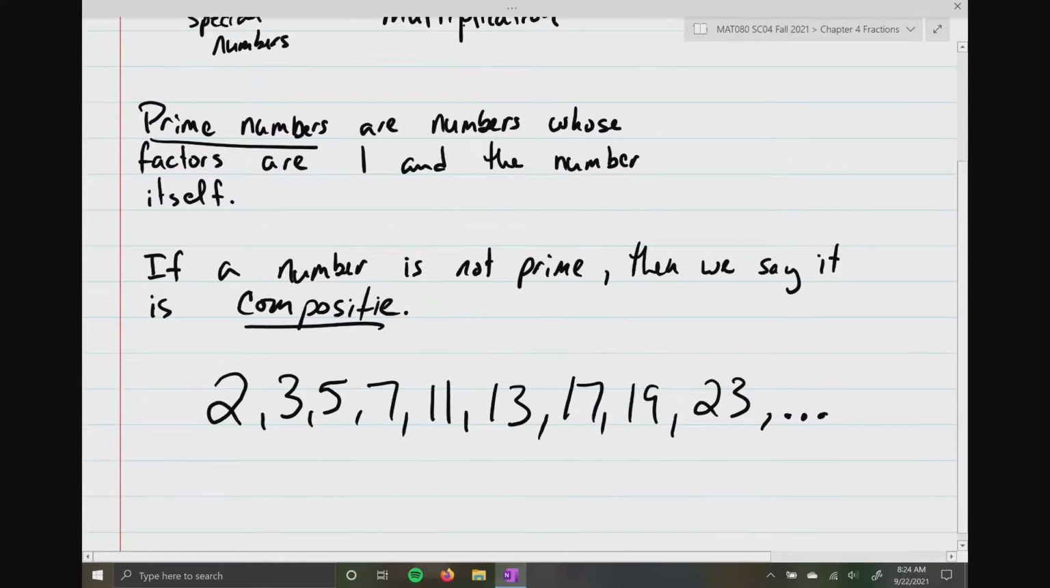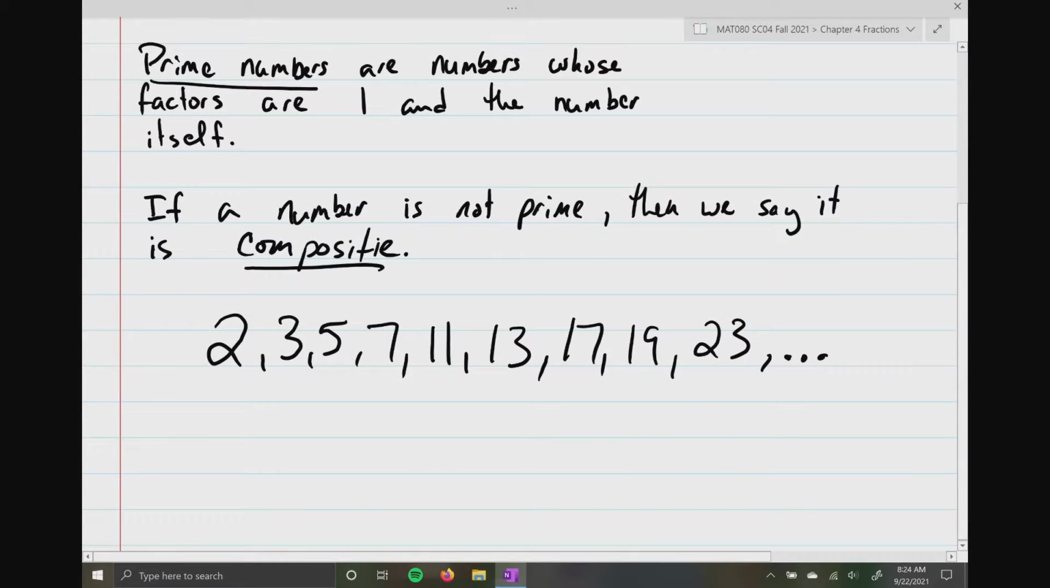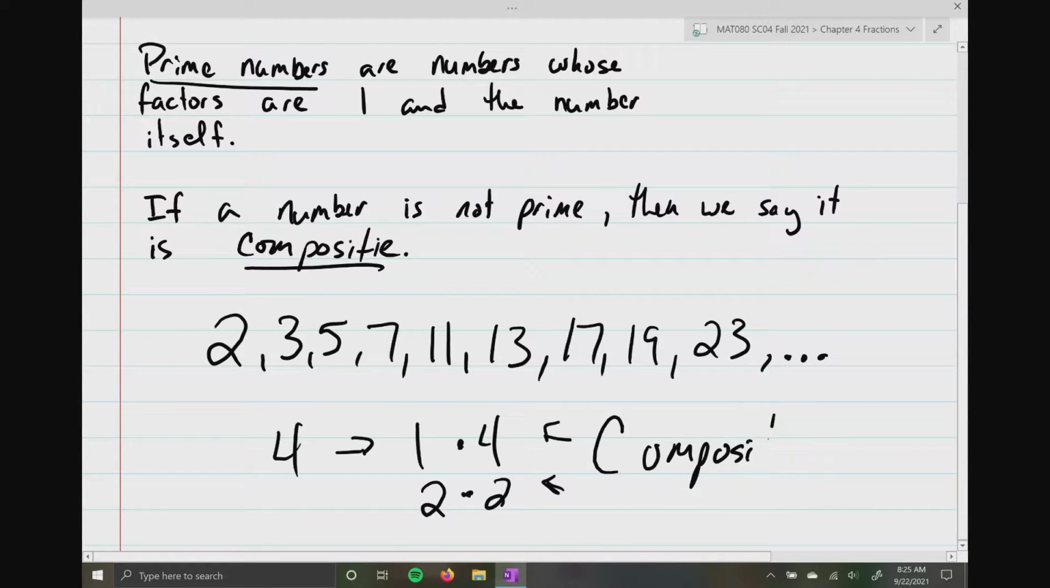Now, if you think about what is on the board here, the only two numbers that I can multiply to give me 2 are 1 times 2. Same thing with 3, 1 times 3. Same thing with 5, 1 times 5. 4, well, I can rewrite 4 as 1 times 4 and 2 times 2. Because I have 2 options here, we say that's composite. Does that make sense so far?